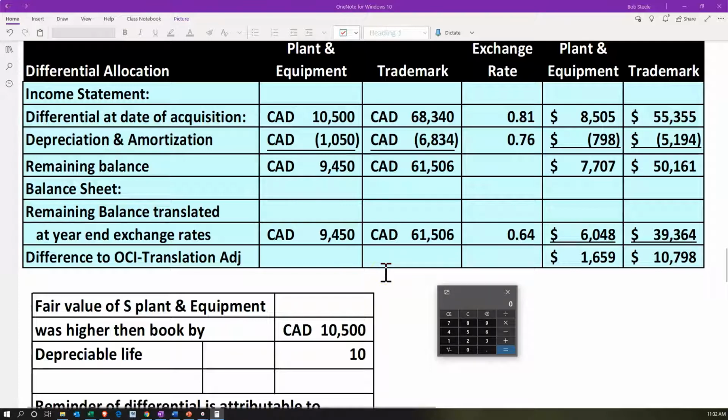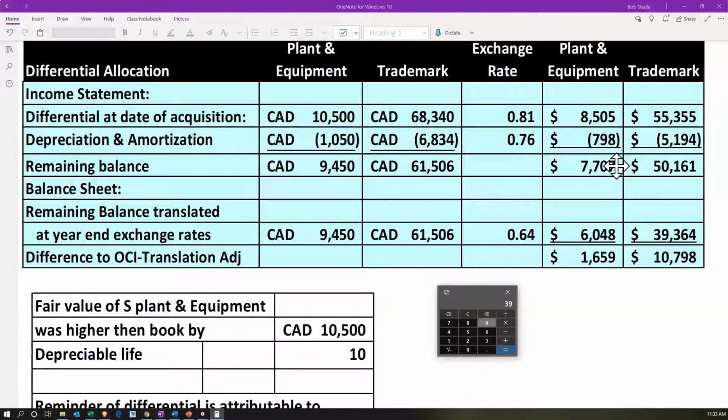If we do the same thing for the amortization, the trademark, 61,506 is remaining times the 0.64. So that's going to give us the 39,364. So now we've converted these balance sheet numbers by using the balance sheet end date, versus what we would have got had we used the beginning exchange rate here and then the income statement exchange rates. Those would have been the same numbers if we used the same rates, but now they're different. And that's going to cause us a problem. That's going to cause us a differential. So that's going to be the translation adjustment to other comprehensive income. We're going to record that too, which of course will be the difference between these two, 7707 minus the 6048. So now we've got this adjustment we're going to have to make because we used these different exchange rates as we went through, because we're not going to be in balance anymore.